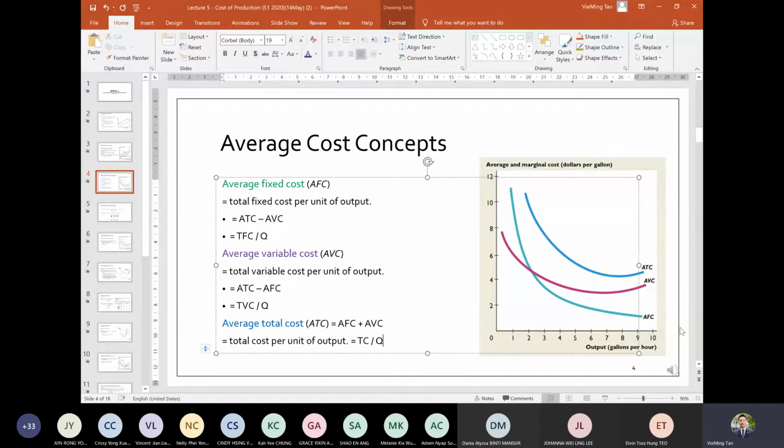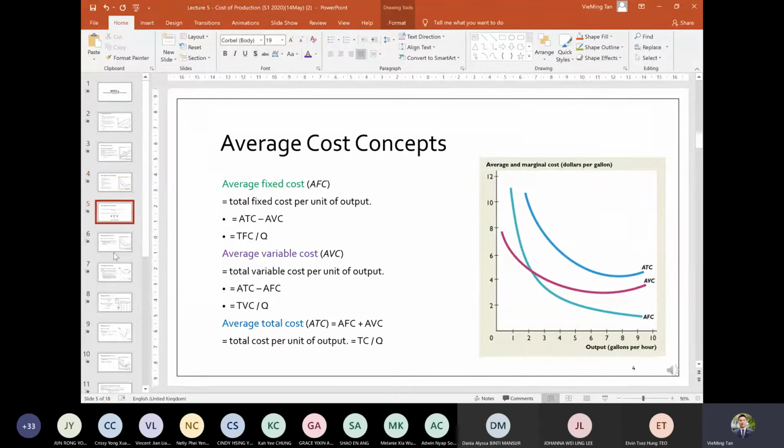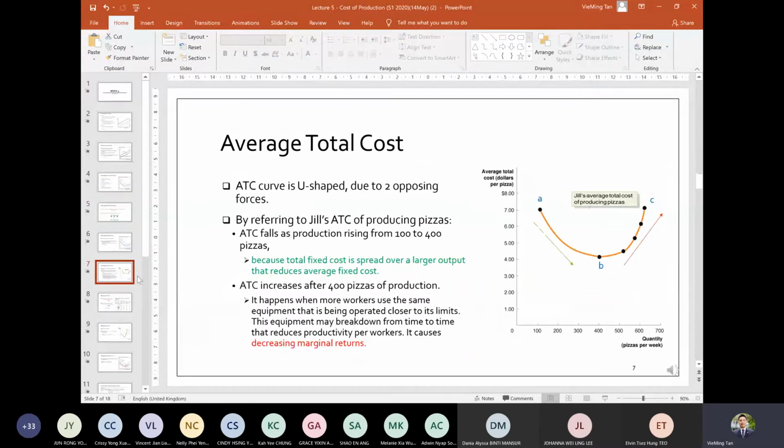Then how about the average variable cost? You may find that the average variable cost and the average total cost are both U-shaped. U-shaped means the cost reduces to a certain level, a minimum point, then after a certain level of output, it increases again. What is the reason why the average total cost increases after point B? This is due to what we call decreasing marginal returns.